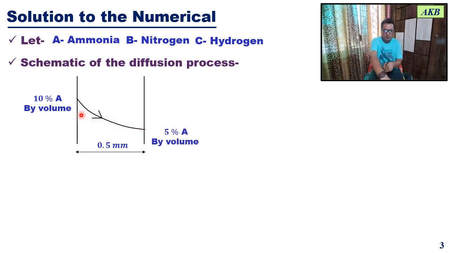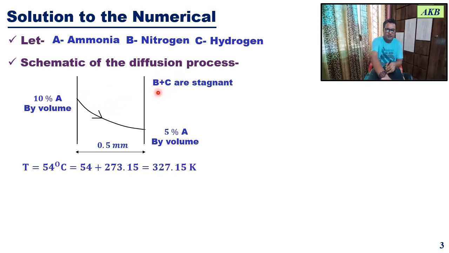The direction of diffusion, or how concentration will change along the diffusion path, I have shown over here. It is diffusing to a plane where concentration is 5% of A by volume. So diffusion is taking place from 10% ammonia by volume to 5% ammonia by volume. Diffusion will always occur from a place of high concentration to a place of low concentration. So this is the schematic representation for the system.